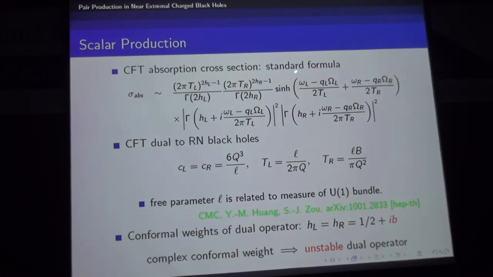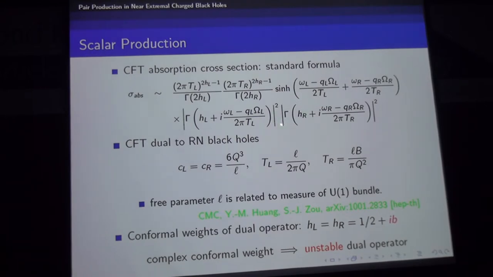So once we know the temperature of the left and right moving modes and also the conformal weight of the dual operator, then we can write down the absorption cross-section from CFT. And the relation of the temperature is already known, and the central charge. So the central charge is already known in the previous research. Here I did not have time to explain this, but just by considering the symmetry of the geometry and trying to formally quantize the algebra, we can obtain the central charge, and also from comparison with the Cardy formula, we can have some temperature. So this result I just copied from the previous research work.